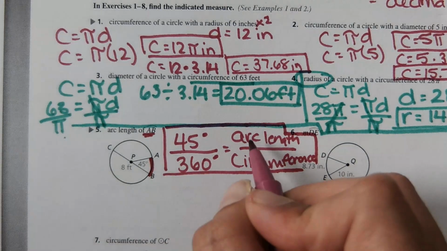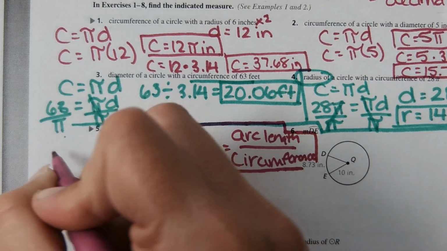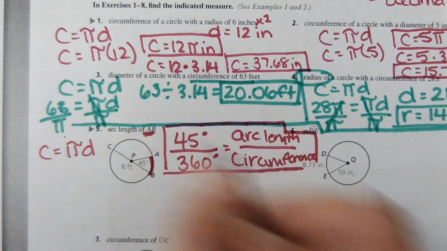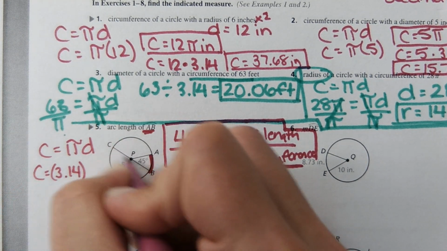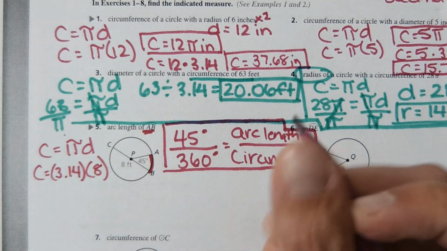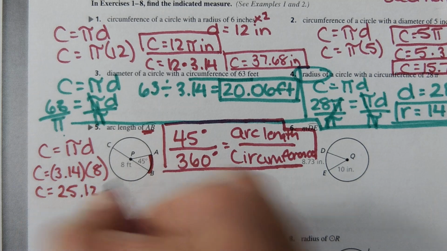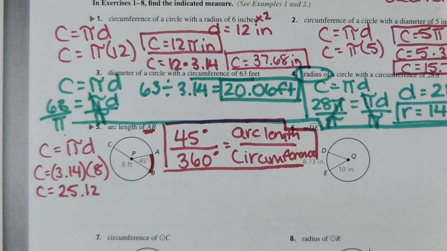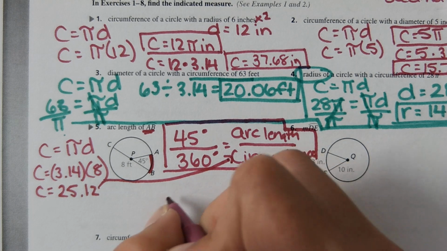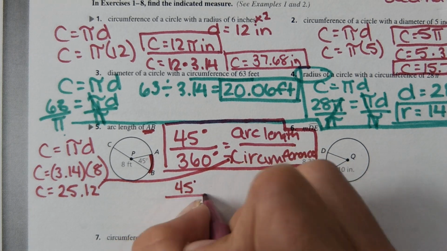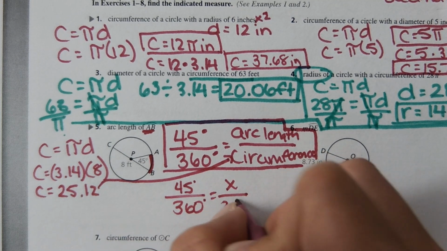Okay, so for this, we're solving for arc length. That's going to be our x. We need to find circumference, though, and we can just do that off to the side. Circumference is pi times diameter. So circumference is 3.14. Diameter all the way across is 8. And then we get 25.12. And that will go right in here to the equation right there. So it'll be set up like this. 45 degrees over 360 degrees equals x, the arc length, over 25.12.